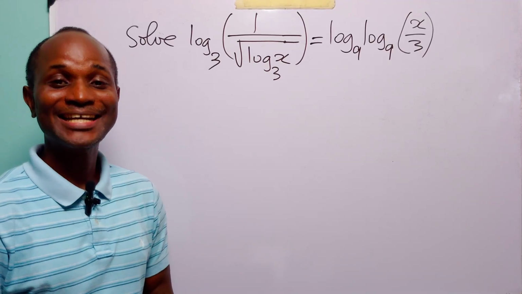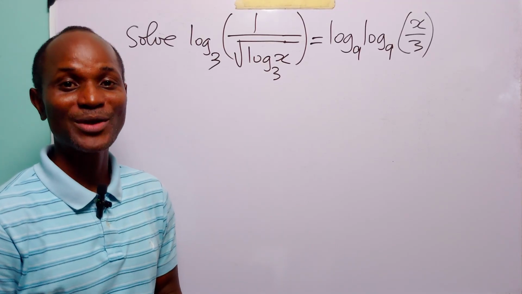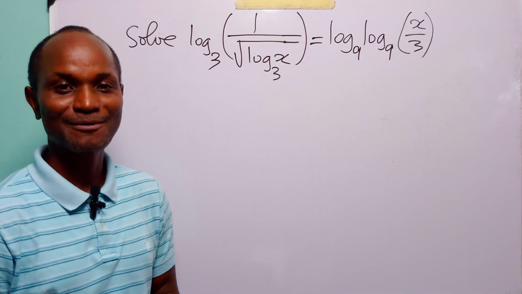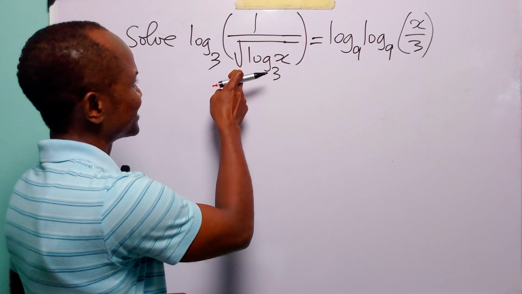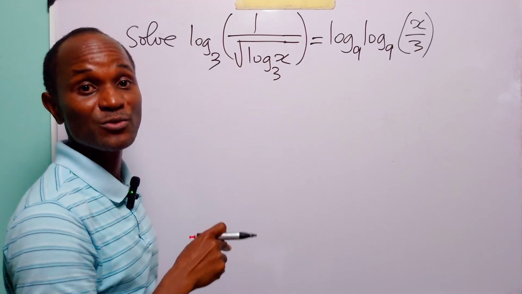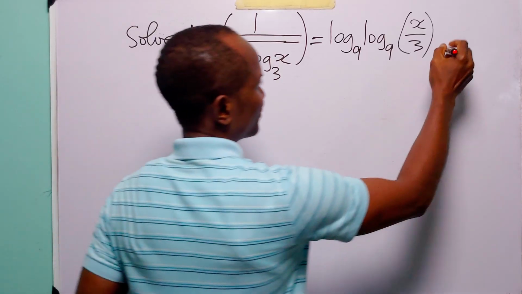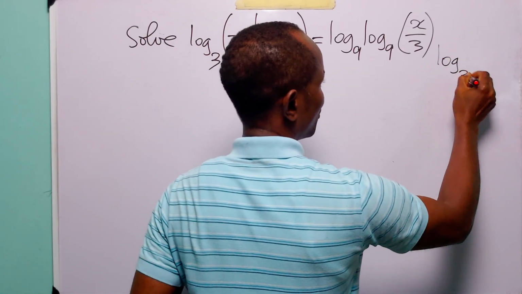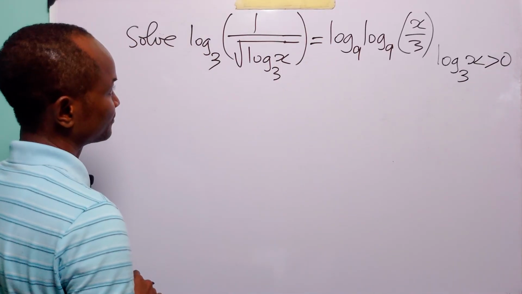Hello and welcome. In this math tutorial, our task is to solve the logarithmic equation on the board, and we are going to be doing this step by step. Now, first of all, let us notice that since log to base 3 of x is under a square root sign, it must be positive. So we have that log to base 3 of x must be greater than 0.